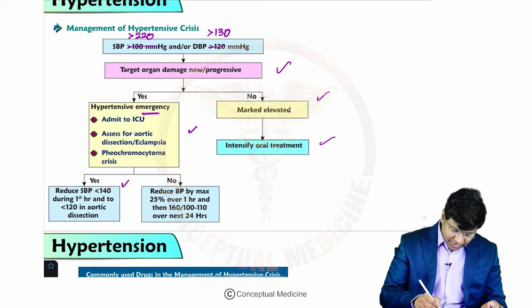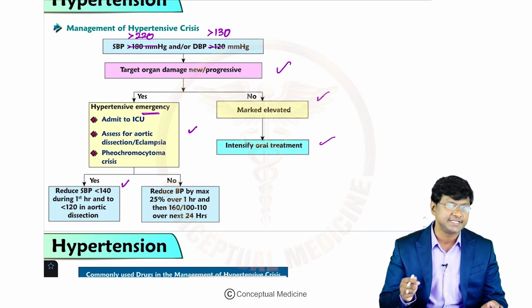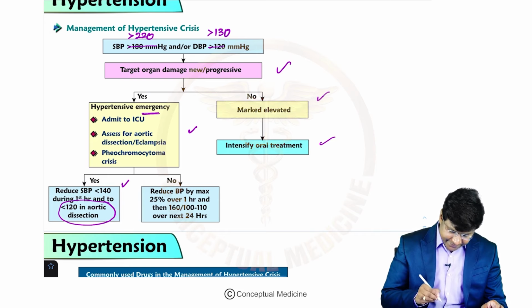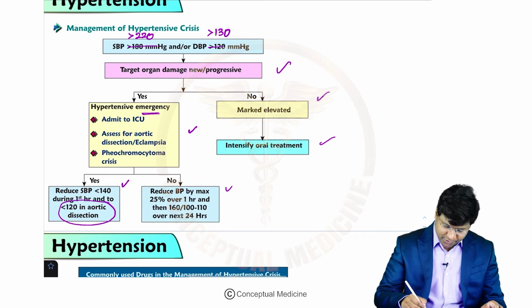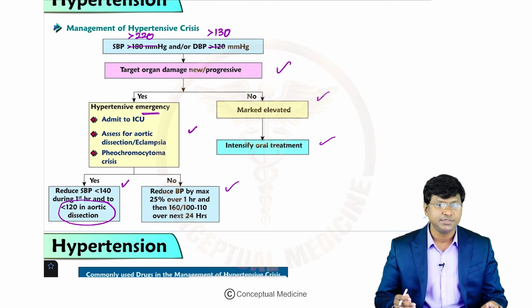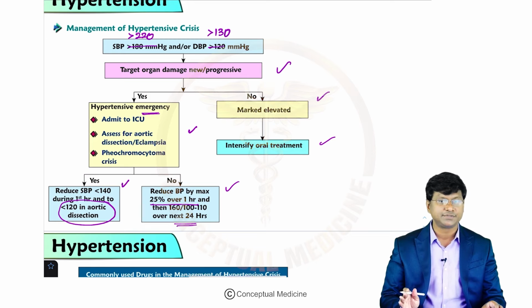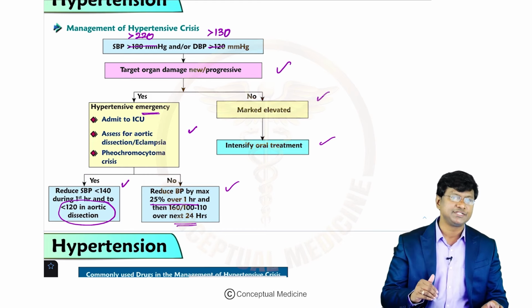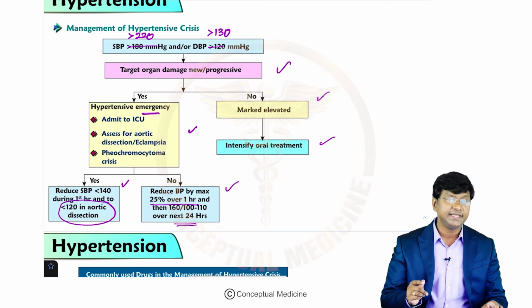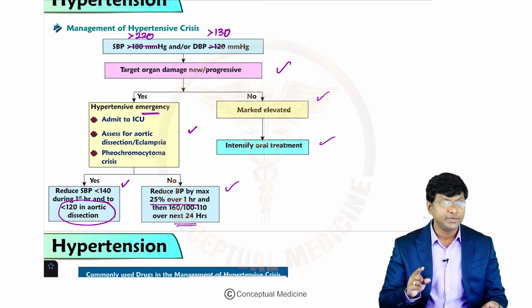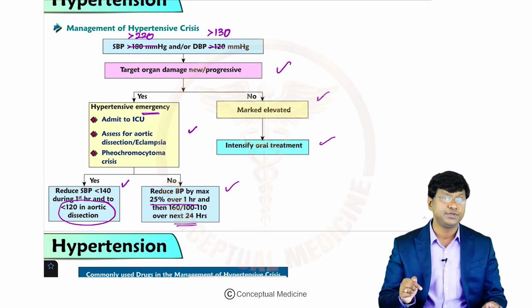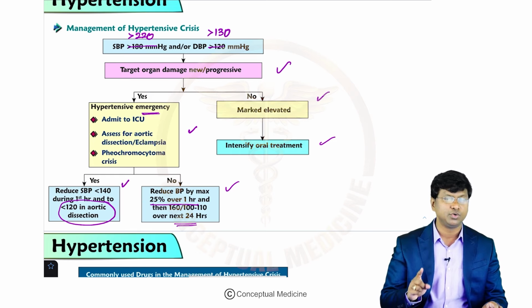Suppose you have made out that aortic dissection has developed in the individual. In such a scenario, you have to ensure that the systolic blood pressure is reduced to less than 120. Suppose there is no aortic dissection, reduce the blood pressure by maximum 25% over 1 hour and then to 160 by 110 over the next 24 hours. So, if there is aortic dissection as a part of the hypertensive emergency, in them the systolic blood pressure should be reduced to less than 120 millimeters of mercury, and if it is not aortic dissection but some other hypertensive emergency, then you need to reduce the blood pressure by maximum 25% over 1 hour.